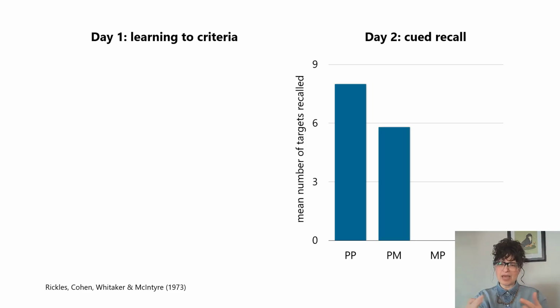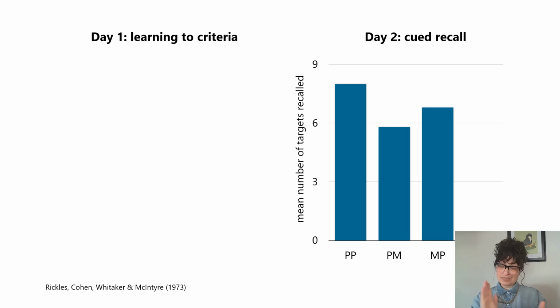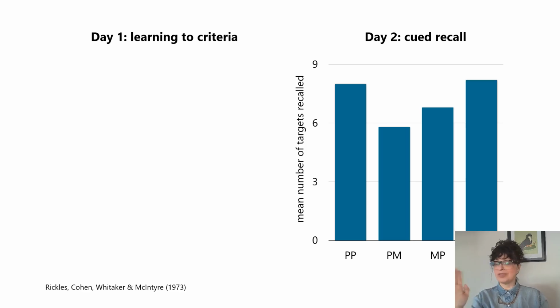When there was a mismatch, placebo day 1, marijuana day 2, people did not do as well. Mismatch of marijuana day 1, placebo day 2 does a little bit better here, and I'll tell you why in a minute. And then the last one is marijuana. And so the two conditions where there's matching conditions, either placebo or marijuana, have the best performance.